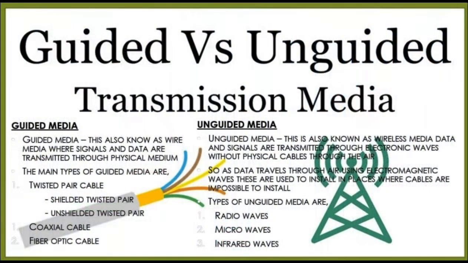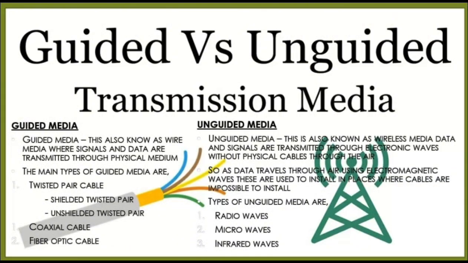Guided versus unguided transmission media. Guided media. This is also known as wired media, where signals and data are transmitted through physical mediums. The main types of guided media are twisted pair cable, which can exist as shielded twisted pair cable and unshielded twisted pair cable, coaxial cable, and fiber optics.